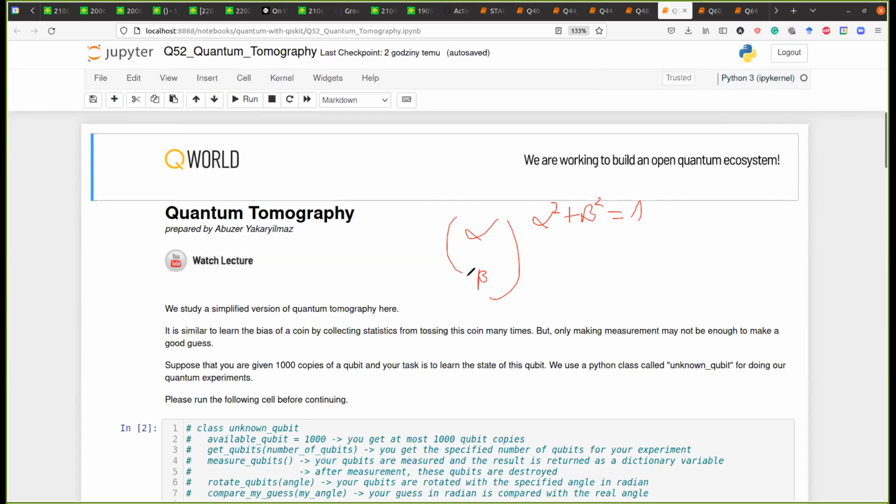There isn't a single solution. Sorry? There isn't a single solution, is there? Because of the squares.